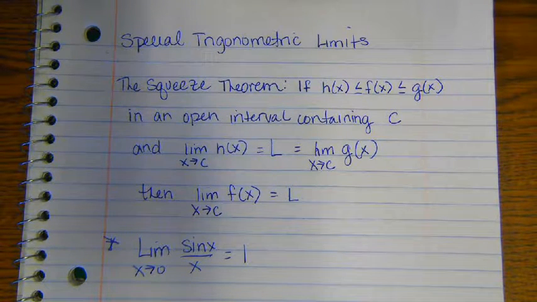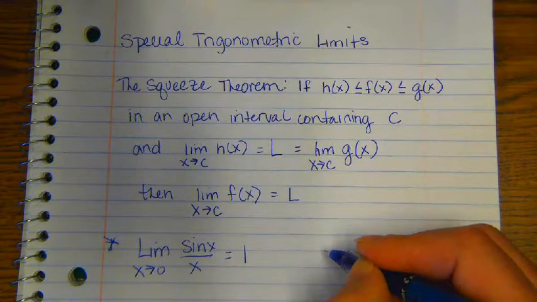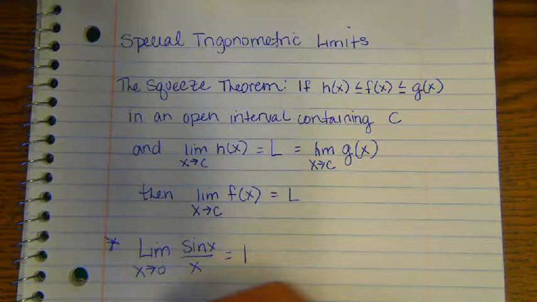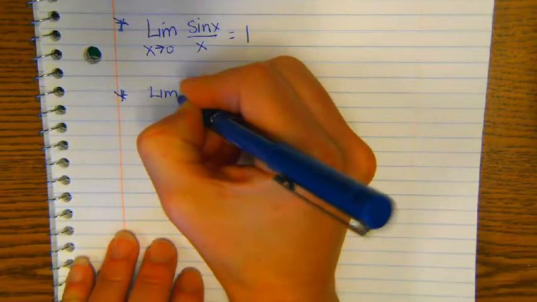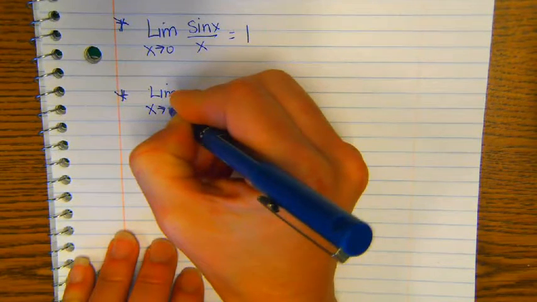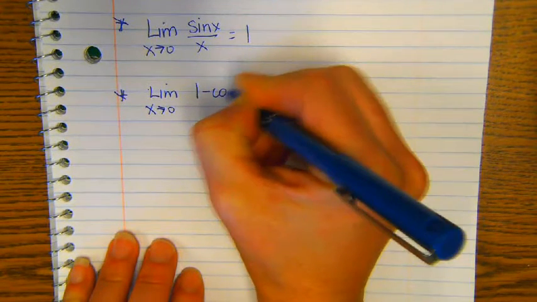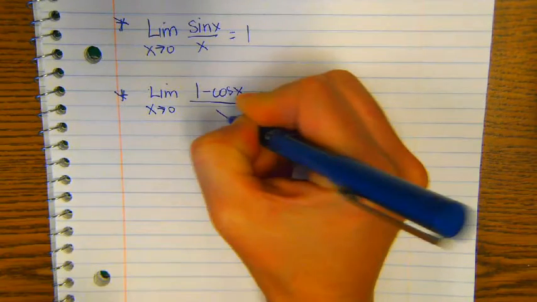And the second one, here's the deal, guys. The second one is not as important. This is the most important one, the one you're going to see a lot. The limit as x goes to 0 of 1 minus cosine of x over x is the second one, and that is equal to 0.